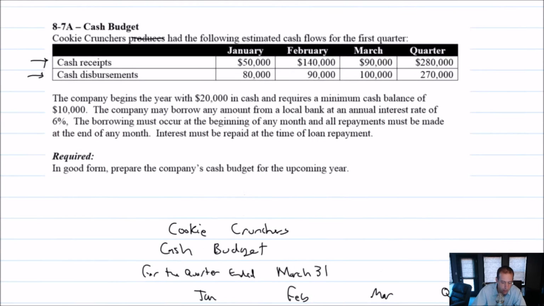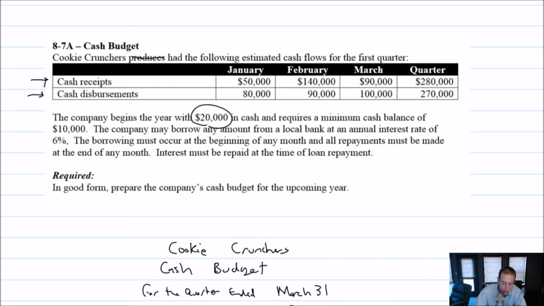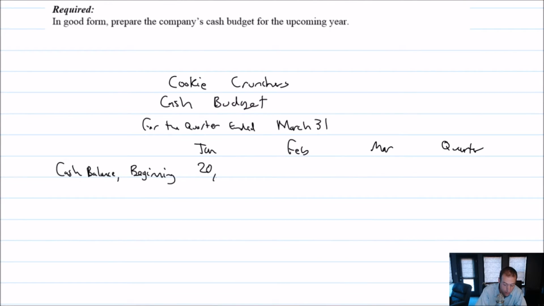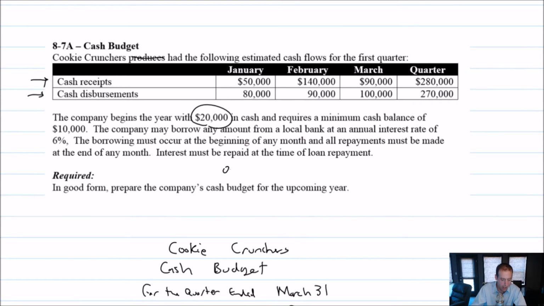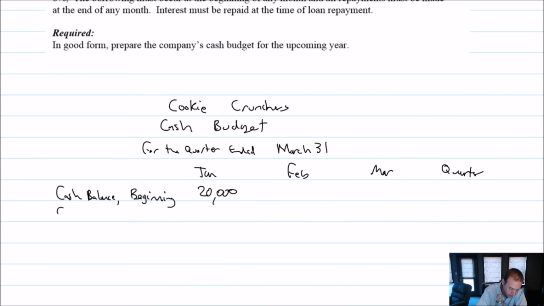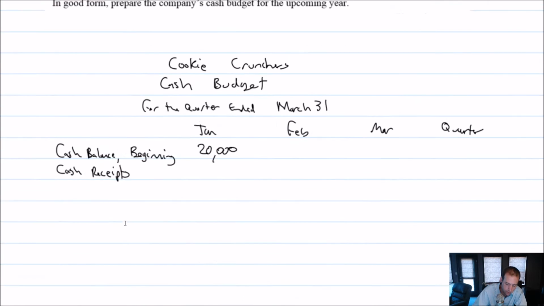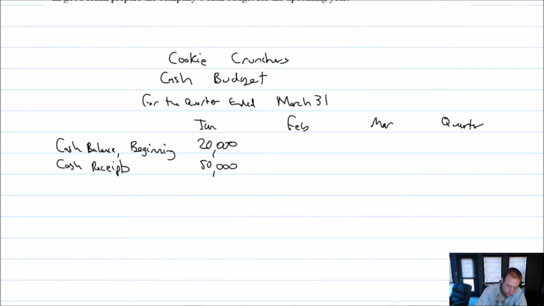So how much cash did we have at the beginning of January? It says the company began the year with 20 grand in cash. That's how much we had at the beginning of January. $20,000 of cash. I don't know what we began February with. We won't know it until we complete January, so let's complete January. What happened to us in January? Well, we had some cash receipts. That's cash coming in. How much cash came in? 50 grand. Subtotal here, 70 grand.